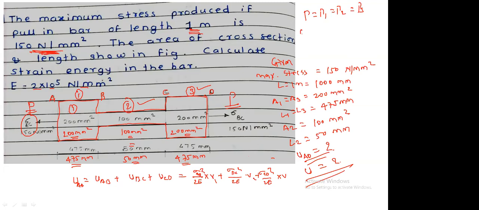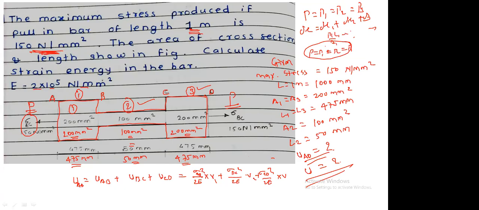When we find out delta L, delta L is equal to delta L1 plus delta L2 plus delta L3, and in that delta L we have P1 L1 upon A1 E1, P2 L2 upon A2 E2 and P3 L3 upon A3 E3. But in that, the capital P is equal to P1 is equal to P2 is equal to P3. That means the same force value which is applied externally, we are considering for all the 3 sections.